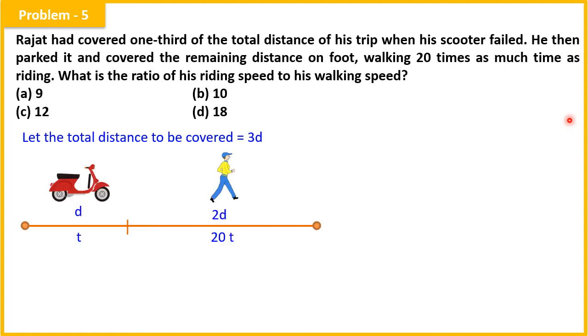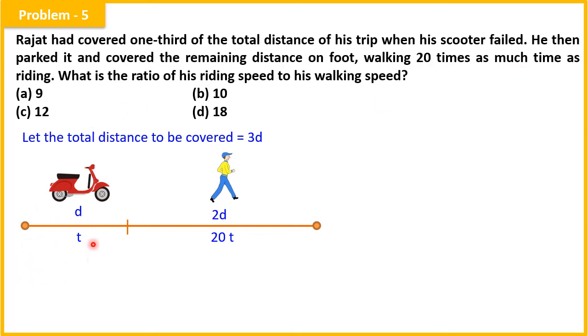Okay. Now out of that 3D, 1/3 of the distance, that is D, he covered by scooter, and the remaining 2/3 of the distance, so called 2D, he covered by walking on foot. Now, the time spent is given here. He walked 20 times as much time as riding.